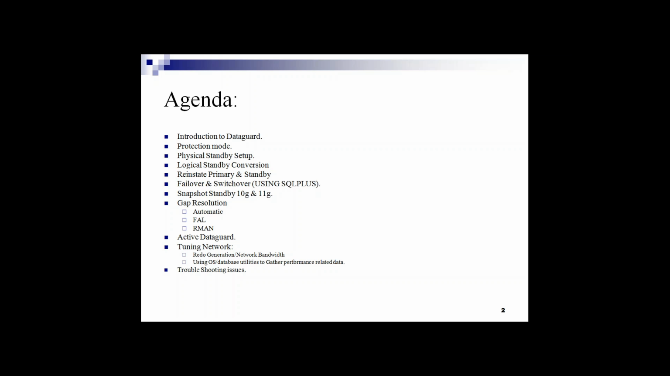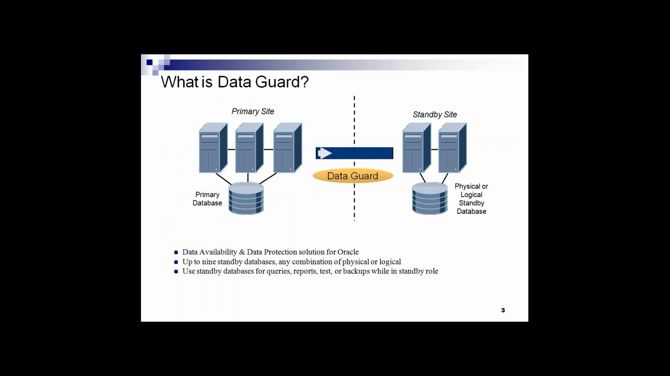So we'll be discussing all these things, like automatic file, RMAN. How do we resolve this gap? We can resolve it either through RMAN or manually. Then Active Data Guard, which we'll discuss in 11G Data Guard, and a bit about tuning and troubleshooting issues. So, moving on to the next slide.